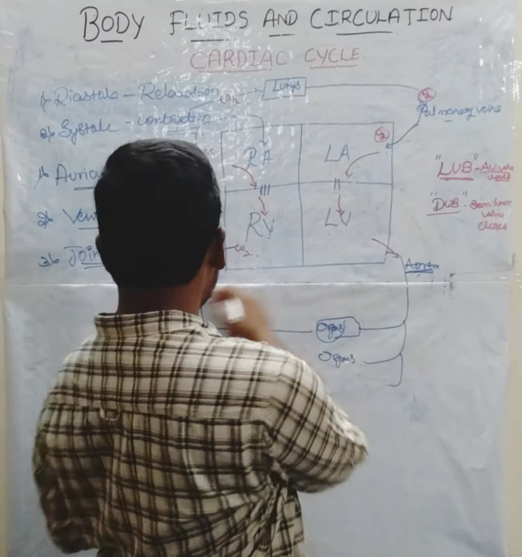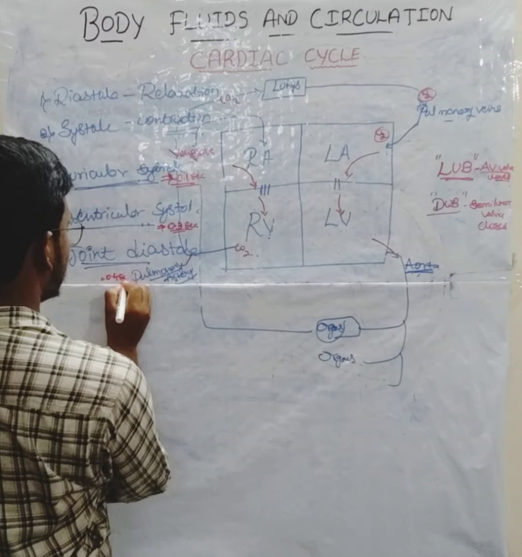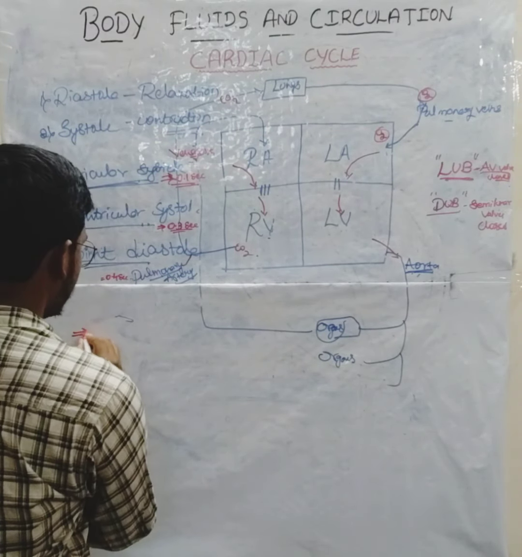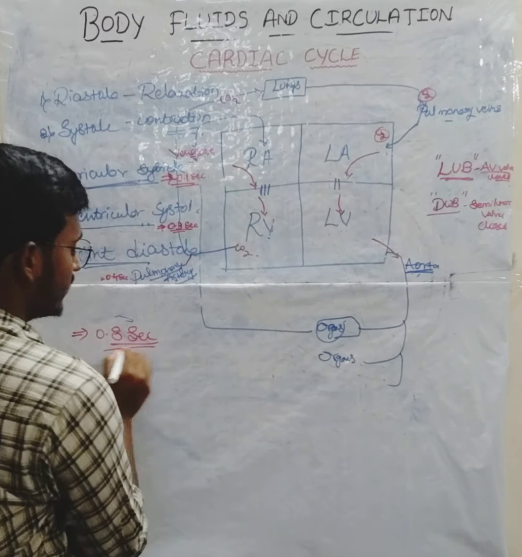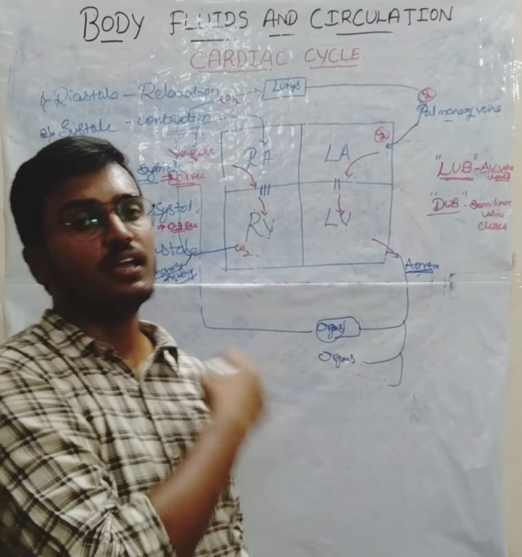Joint diastole takes place about 0.4 second, and the complete cycle takes about 0.8 seconds. Remember, and the cycle repeats uniformly again and again.